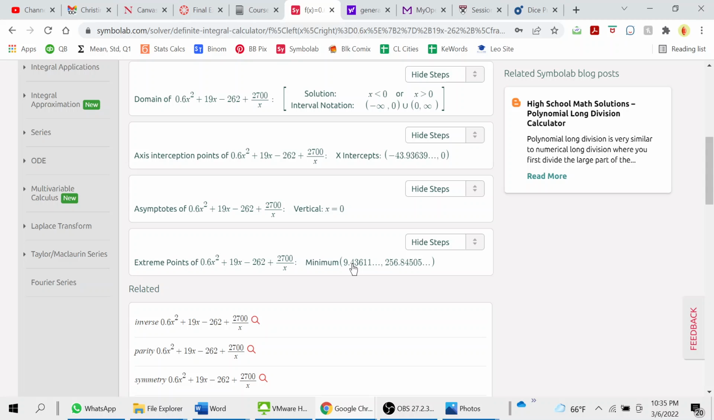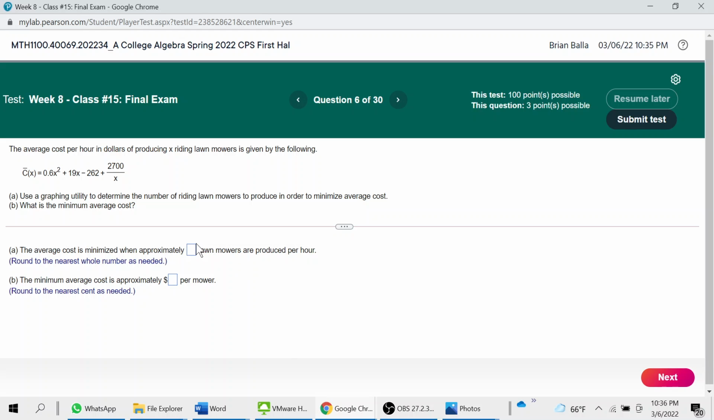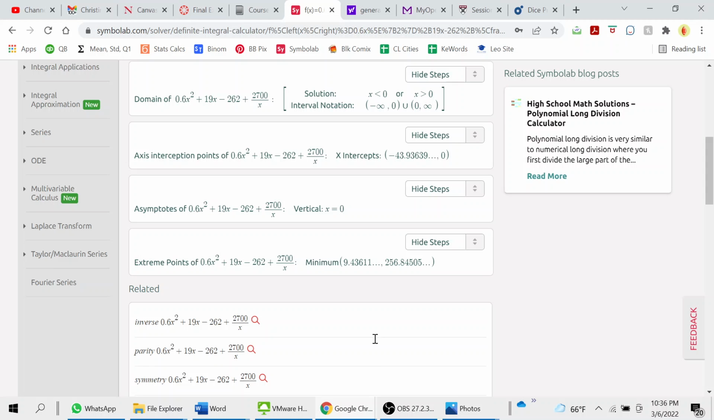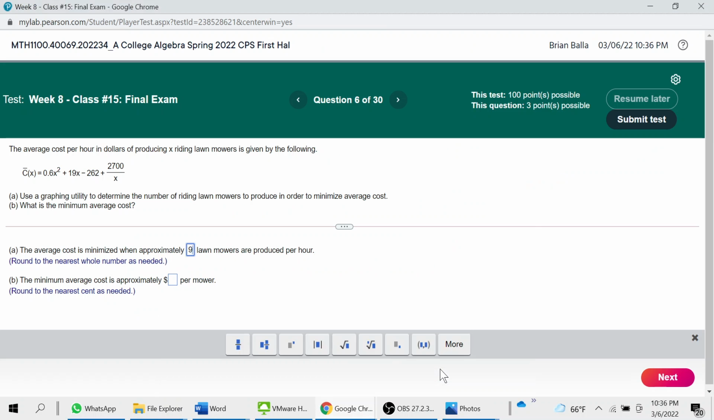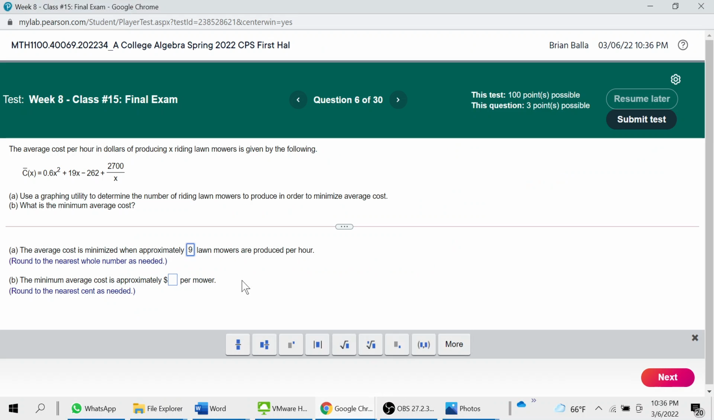The minimum value is at x is 9.44. Round to nearest whole number, 9.44 is just 9. The minimum average cost is 256.8. So that means 257. Oh, to nearest cent. $256.85.